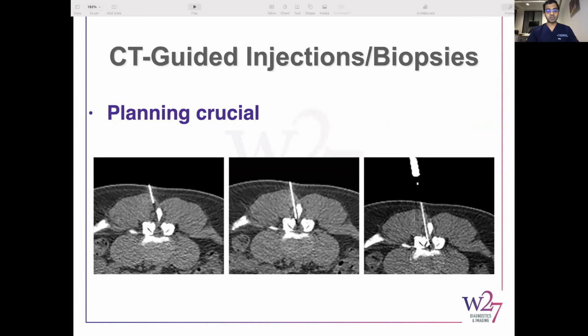So CT is utilized as a way of image guidance. And here you can see a needle entering for an epidural injection. Again, CT guided intervention is a lot more time consuming, does involve more ionizing radiation for sure, and it's not as quick as performing something under ultrasound. However, being able to access deeper structures and avoiding key neurovascular structures is important, and that's why you would choose CT over ultrasound in certain instances.